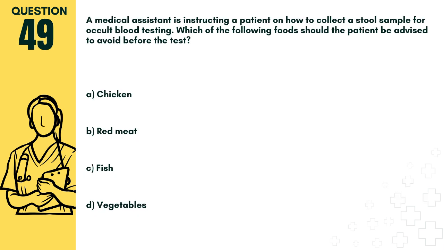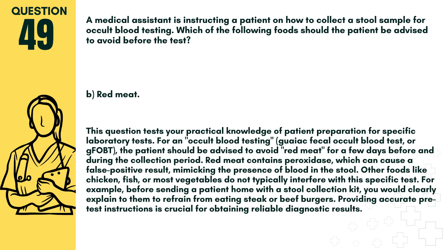Question 49. A medical assistant is instructing a patient on how to collect a stool sample for occult blood testing. Which of the following foods should the patient be advised to avoid before the test? A. Chicken. B. Red meat. C. Fish. D. Vegetables. Answer: B. Red meat.